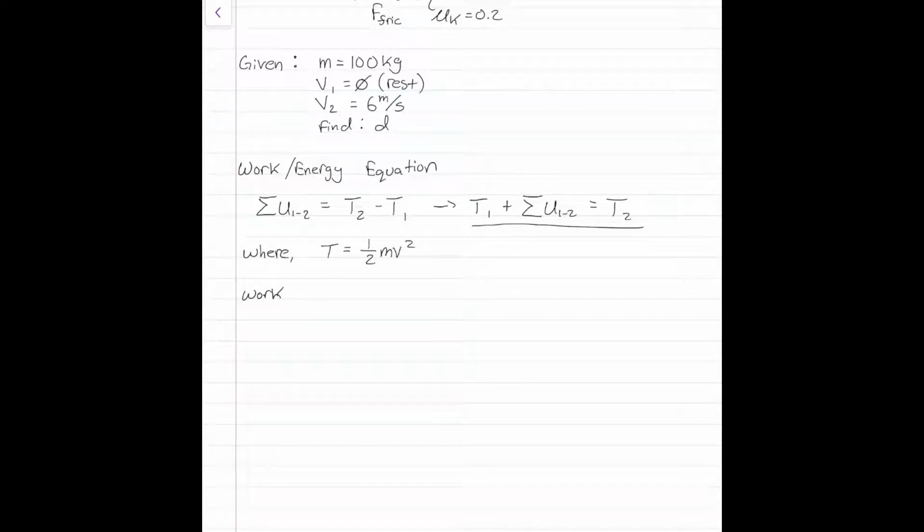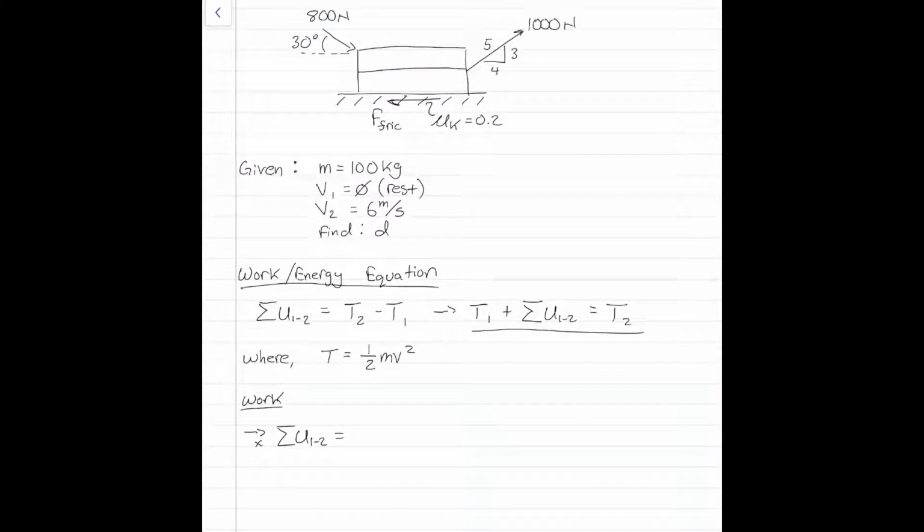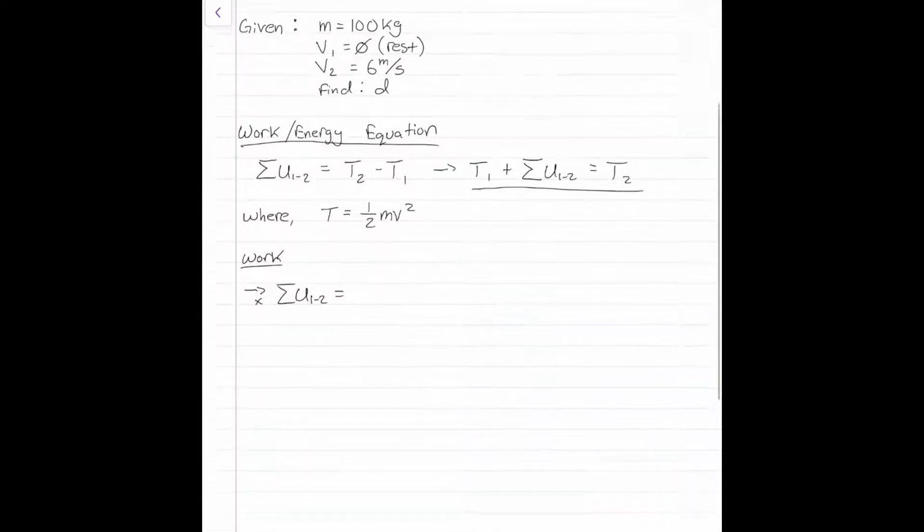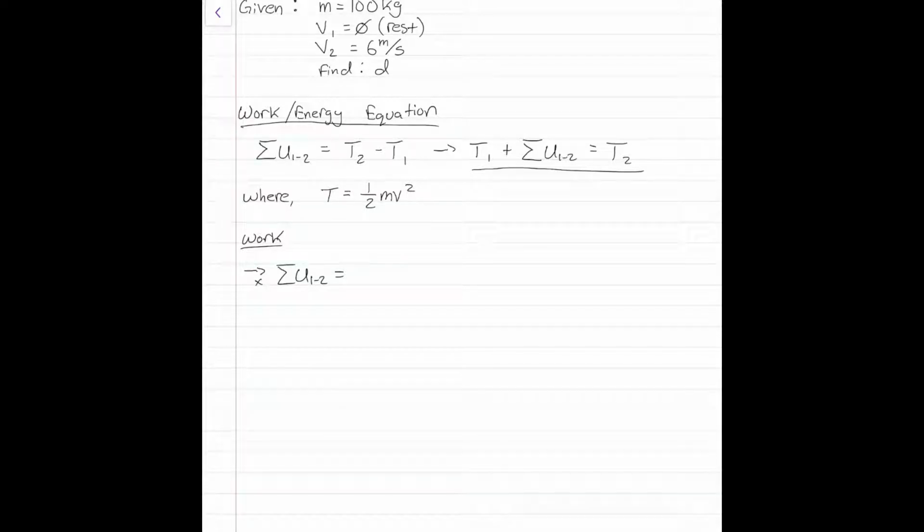Going from one position to the next, the velocity obviously changes. We have those as givens, and we have the mass as well. It's a constant mass; it's not changing, so that'll be constant from each position. We'll look at the work first. Again, this is the work done from position 1 to position 2. So the forces acting on this crate over that distance are the 800 Newton force, the 1,000 Newton force, and the force of friction.